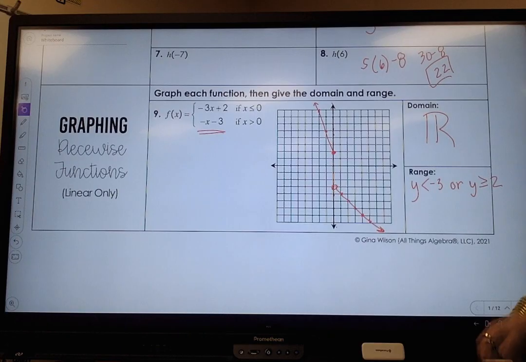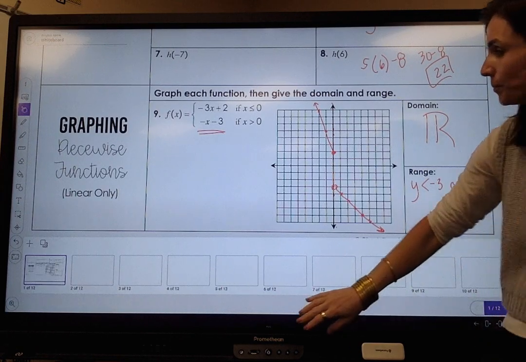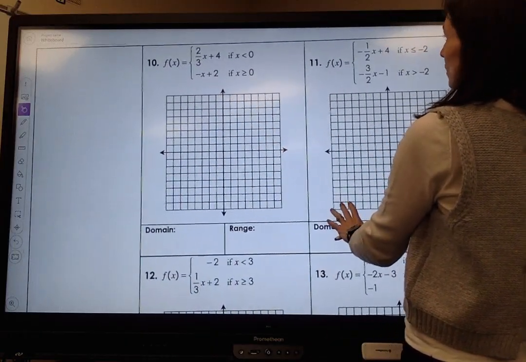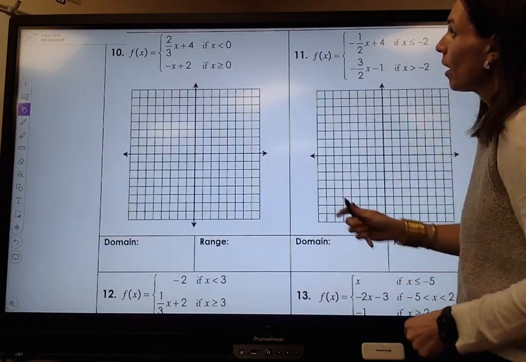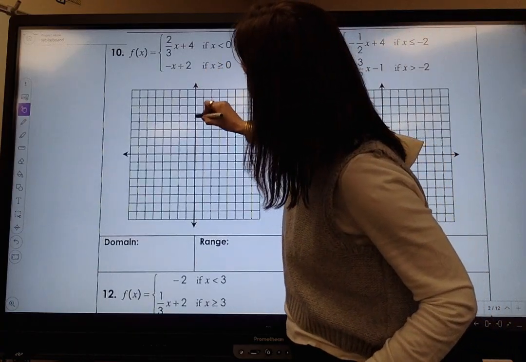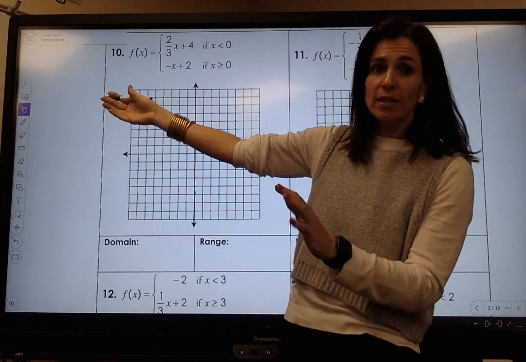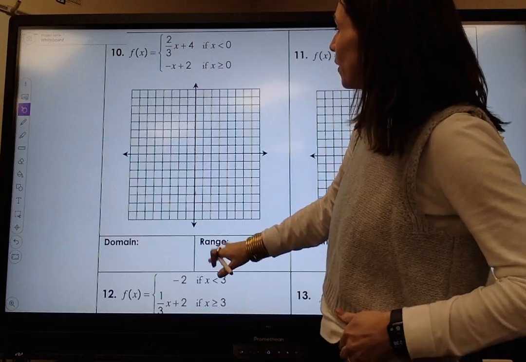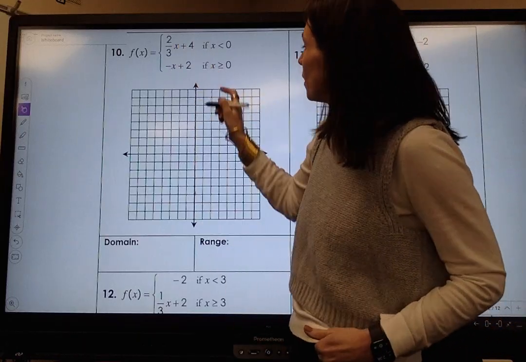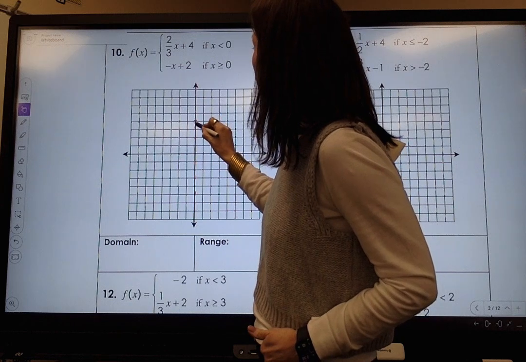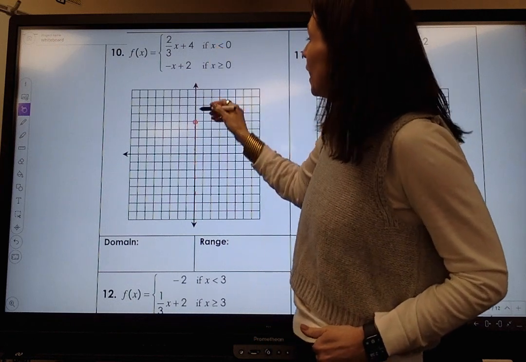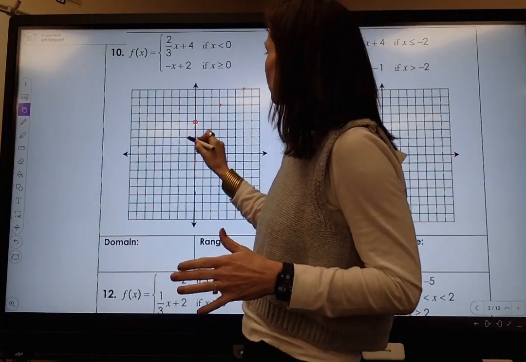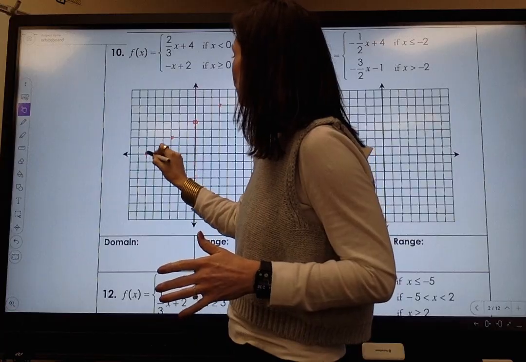Okay? So let's do another example together. All right, let's look at 10 and 11. So again, I'm splitting the domain where x is less than 0 and x is greater than or equal to 0. So again, I'm going to have my beginning points located on that y-axis. So let's start with this one. My beginning point's 4. It's going to be an open circle because x is less than 0. If I were to continue this graph, it would be up 2 over 3, up 2 over 3, and then I would reverse it, down 2 over 3, down 2 over 3.